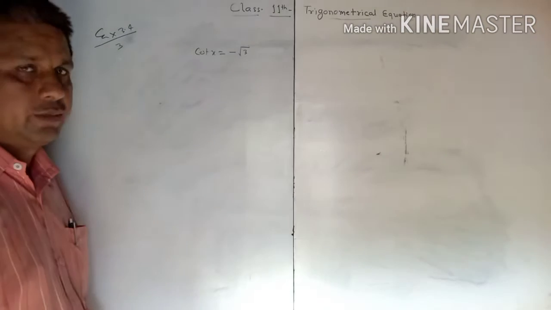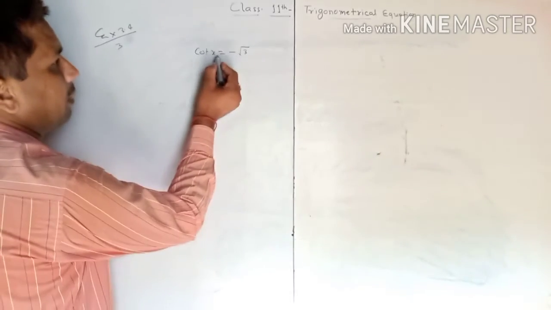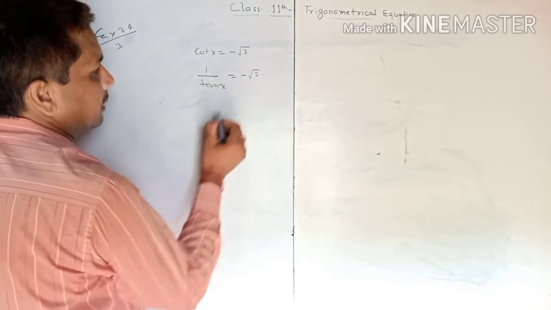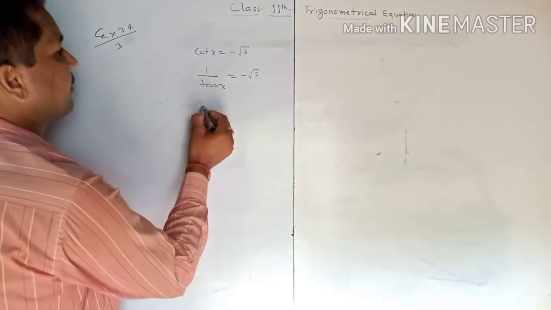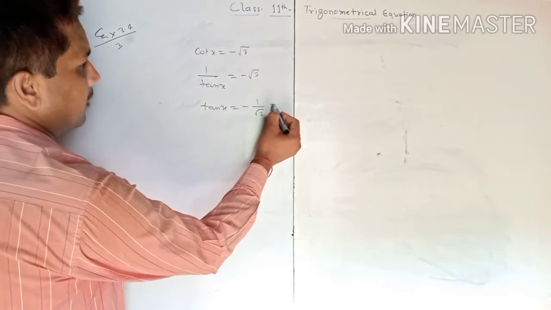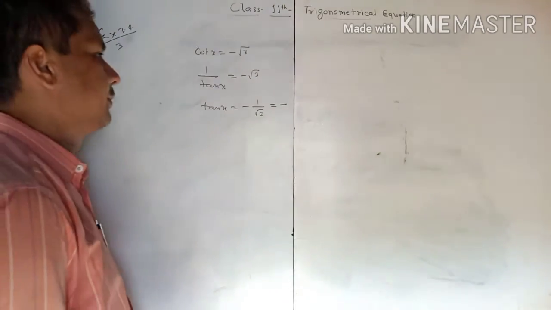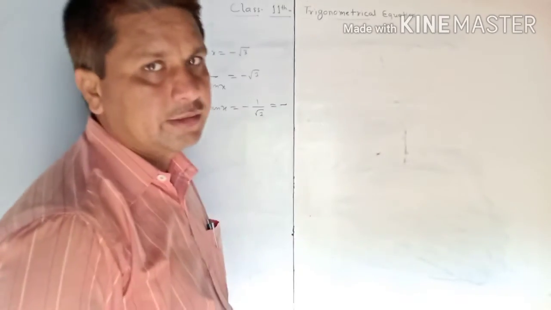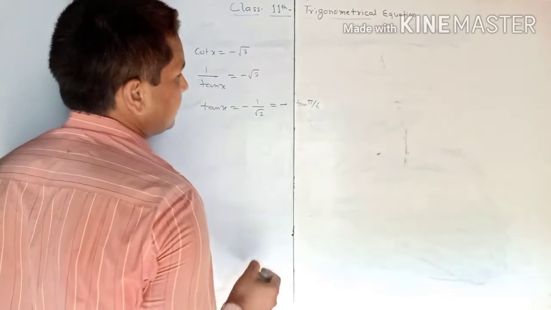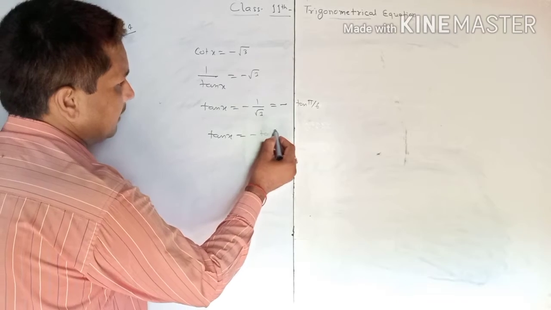Exercise 3.4, question number 3. Cot x is equal to minus root 3. So first of all, cot x means 1 upon tan x is equal to minus root 3. This can be written as tan x is equal to minus 1 upon root 3. Minus 1 upon root 3, how much? Tan 30 degree. Tan 30 degree means tan pi by 6. So we get tan x is equal to minus tan pi by 6.